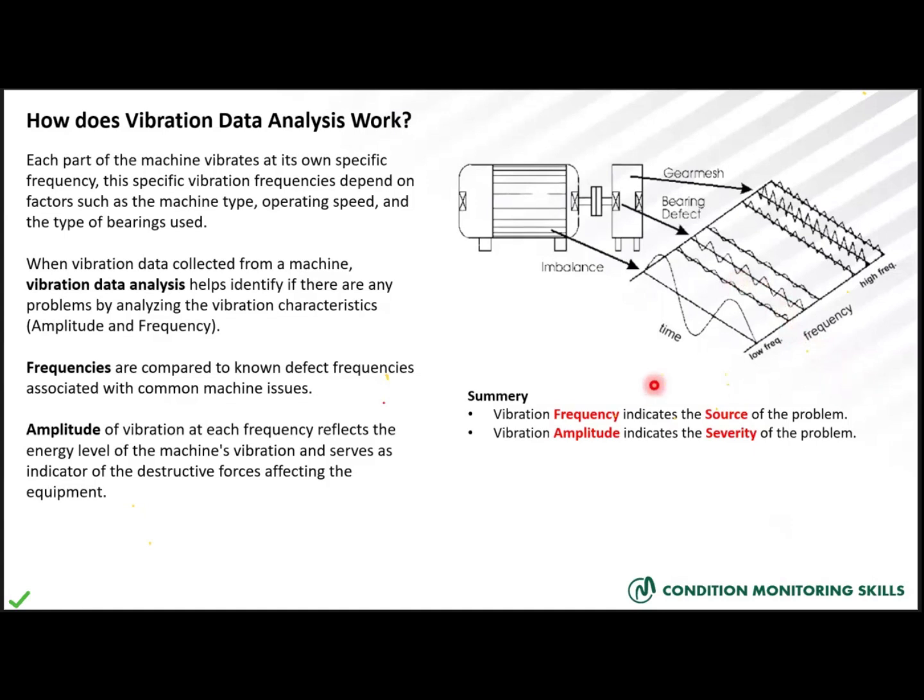So very simply, the vibration frequency indicates the source of the problem, and the vibration amplitude indicates the severity of the problem. The frequency can give you an idea whether you have a problem or not. At specific frequencies, we can say these are bearing defect frequencies. If those bearing defect frequencies have high amplitude, the problem is severe. If they have low amplitude, there is a problem, but it's not severe yet. Okay? So how can we know if the problem in any rotating machine is severe or not?